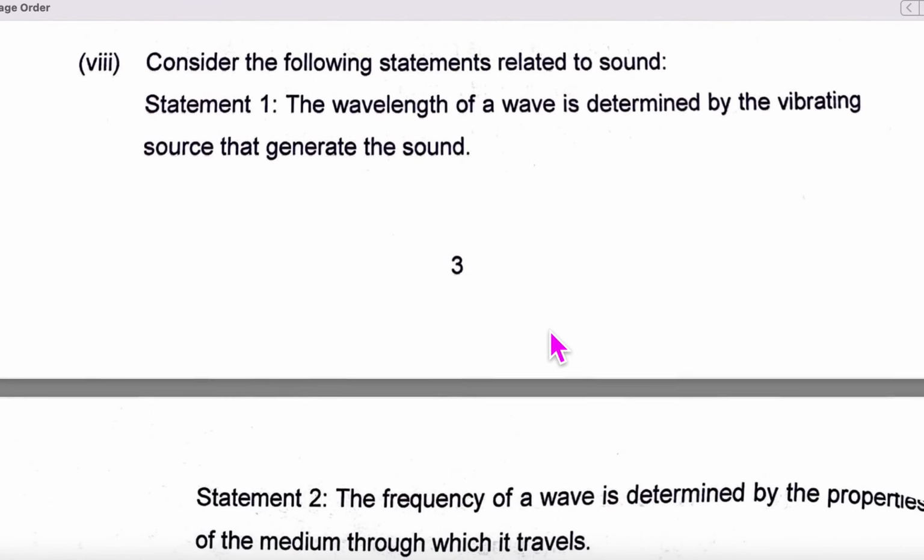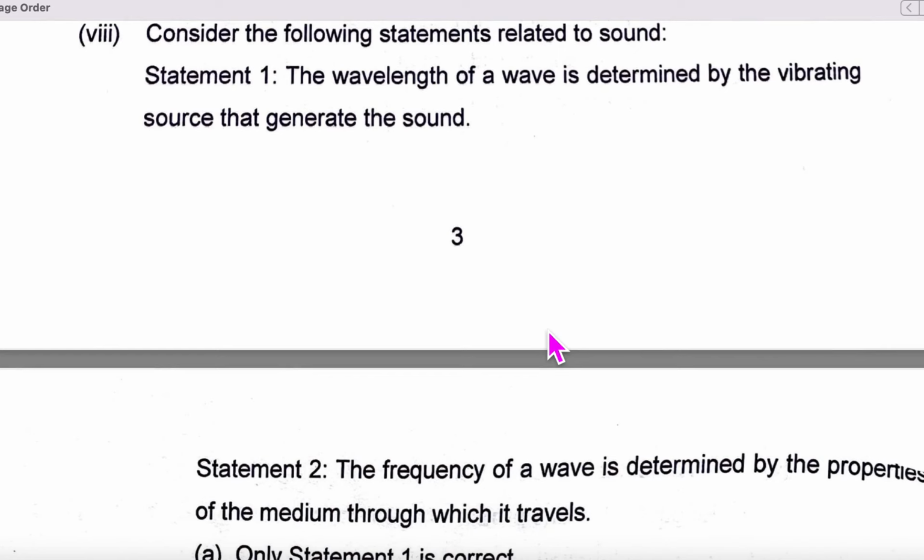Consider the following statements related to sound. Statement 1. The wavelength of a wave is determined by the vibrating source that generates the sound. Wavelength of the sound is determined by the vibrating source.